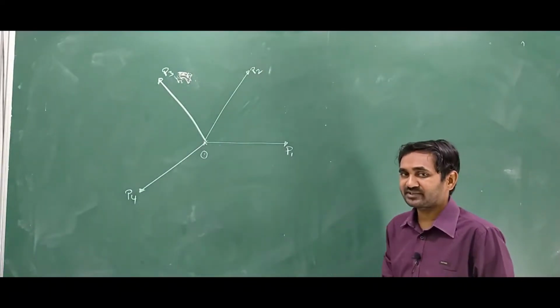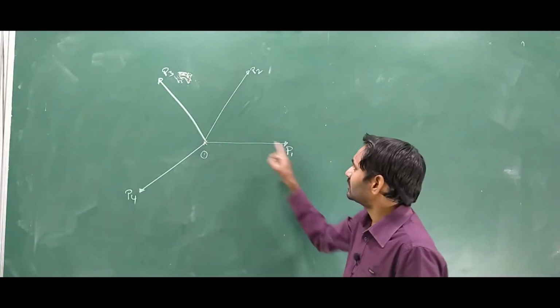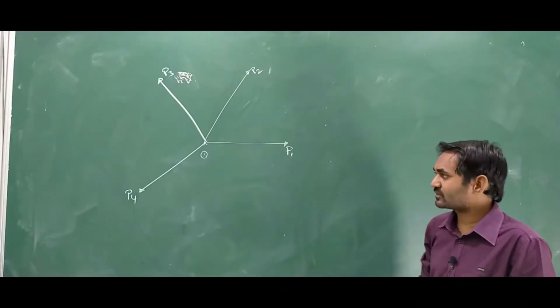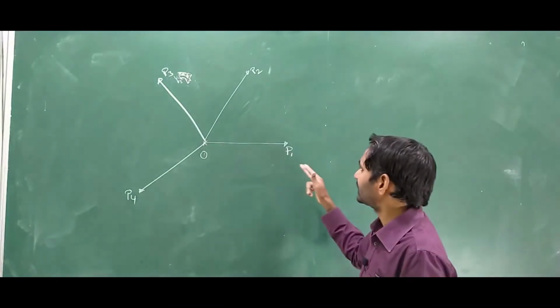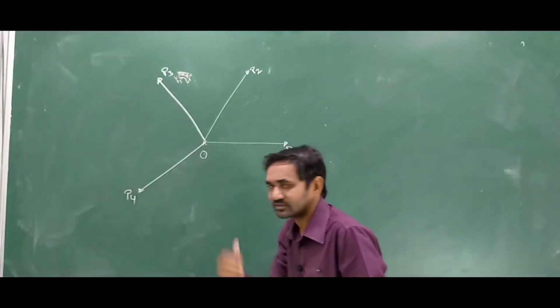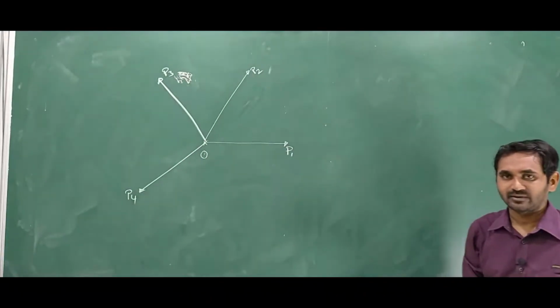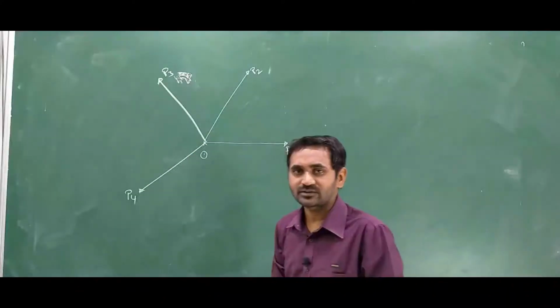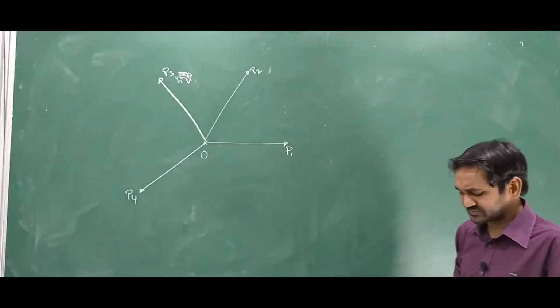Concurrent, as we have seen in the early classes, means from one point all the forces should come, so it is called concurrent forces. This is a concurrent force system because O is the center point where P1, P2, P3 and P4 are the forces which are acting. So by drawing the polygon we can find out the resultant. How? Let us just see.